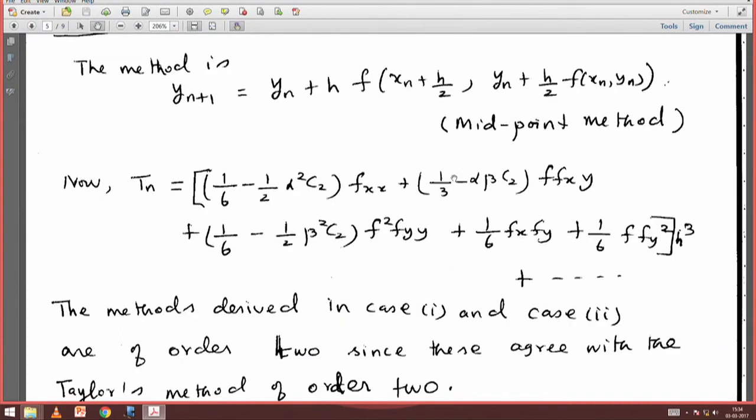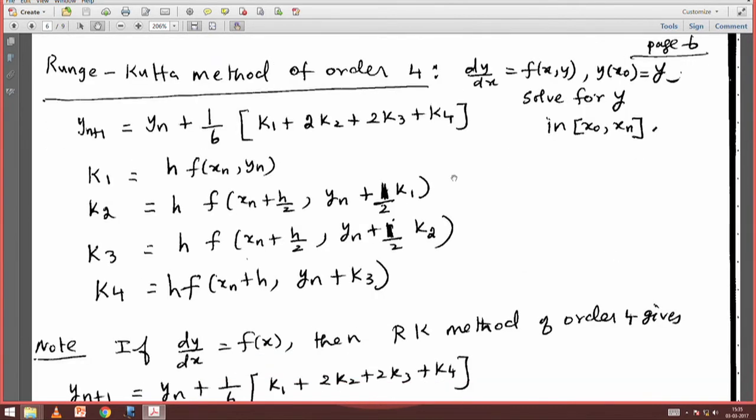The midpoint method that we have derived is again a Runge-Kutta method of order 2, because we have been able to match this method up to second order in the Taylor expansion of the function, and therefore it is again a second order method. Now we move on to Runge-Kutta method of order 4.